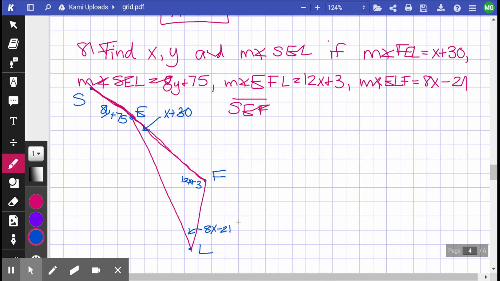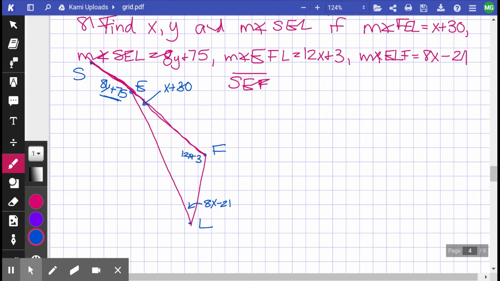Okay, so we have an exterior angle over here, 8y plus 75. So we know that'll equal the remote interior angles. So pause the video and see what you can do from there. So if I set up that equation, I'd have an x and a y there. So maybe we can find x first.